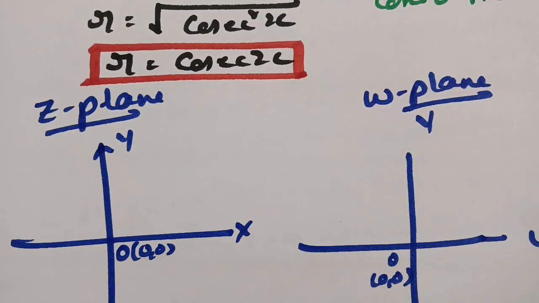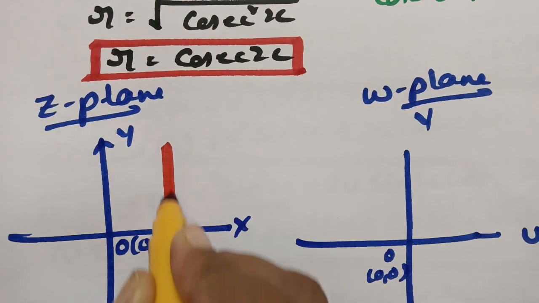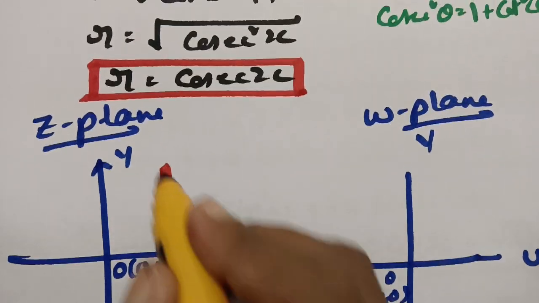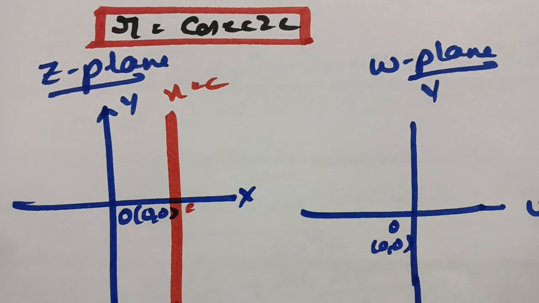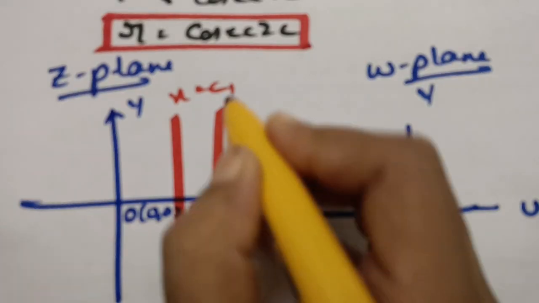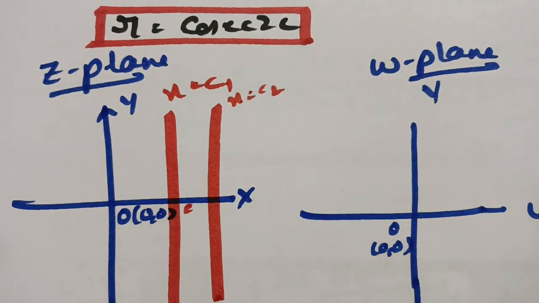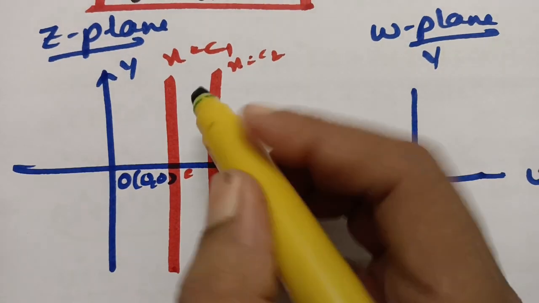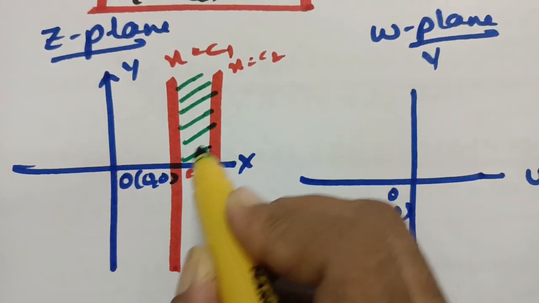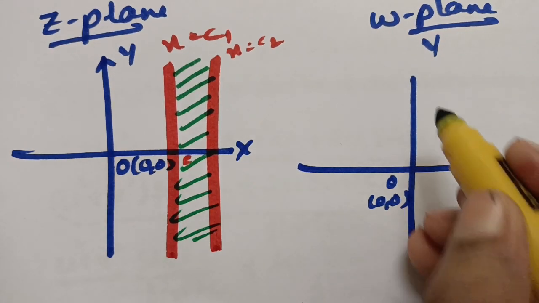If I take x is equal to c, if you keep c's here, then this is x is equal to c. If I take one constant, it will be like this. If I take a second constant, x is equal to c, this will be the strip. The strip is like this, so x is equal to constant. This is the region. For x is equal to c1, we got a circle equation.